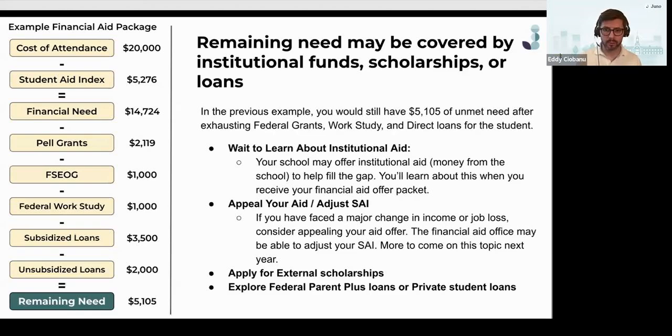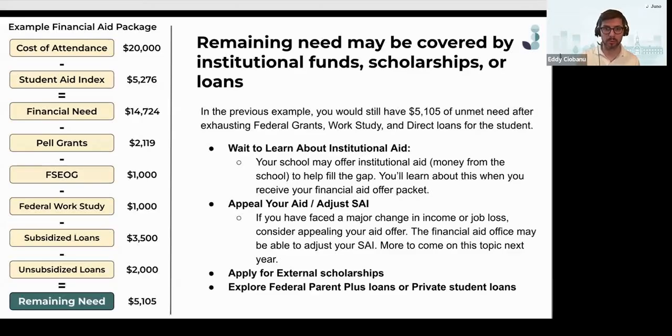We always encourage families to apply for external scholarships, $500 here, $1,000 there. It can really go a long way. Anything after free money, that's when you might begin exploring the federal loan options, the Parent Plus options, or private student loans.